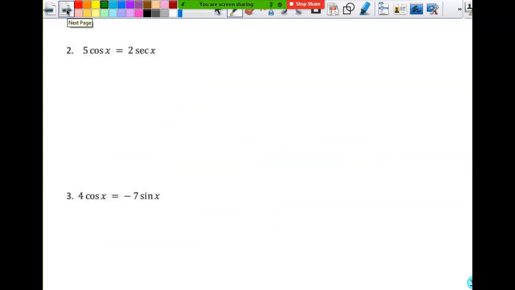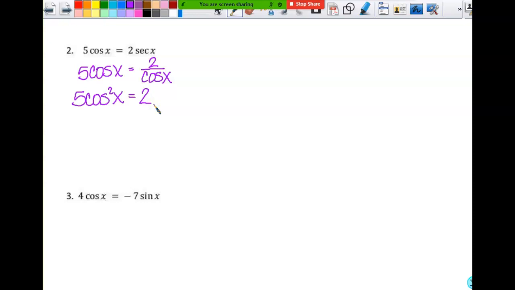So I've got 5 cosine x equals 2 secant x. All right, so I'm going to need to probably substitute something, I'm not sure. They're not squared, so I'm not going to do anything with that. But I do know that secant is 1 over cosine. So I will make this 5 cosine x equals 2 over cosine x. So at this point, I'm going to multiply both sides by my denominator so that I get 5 cosine squared x equals 2.